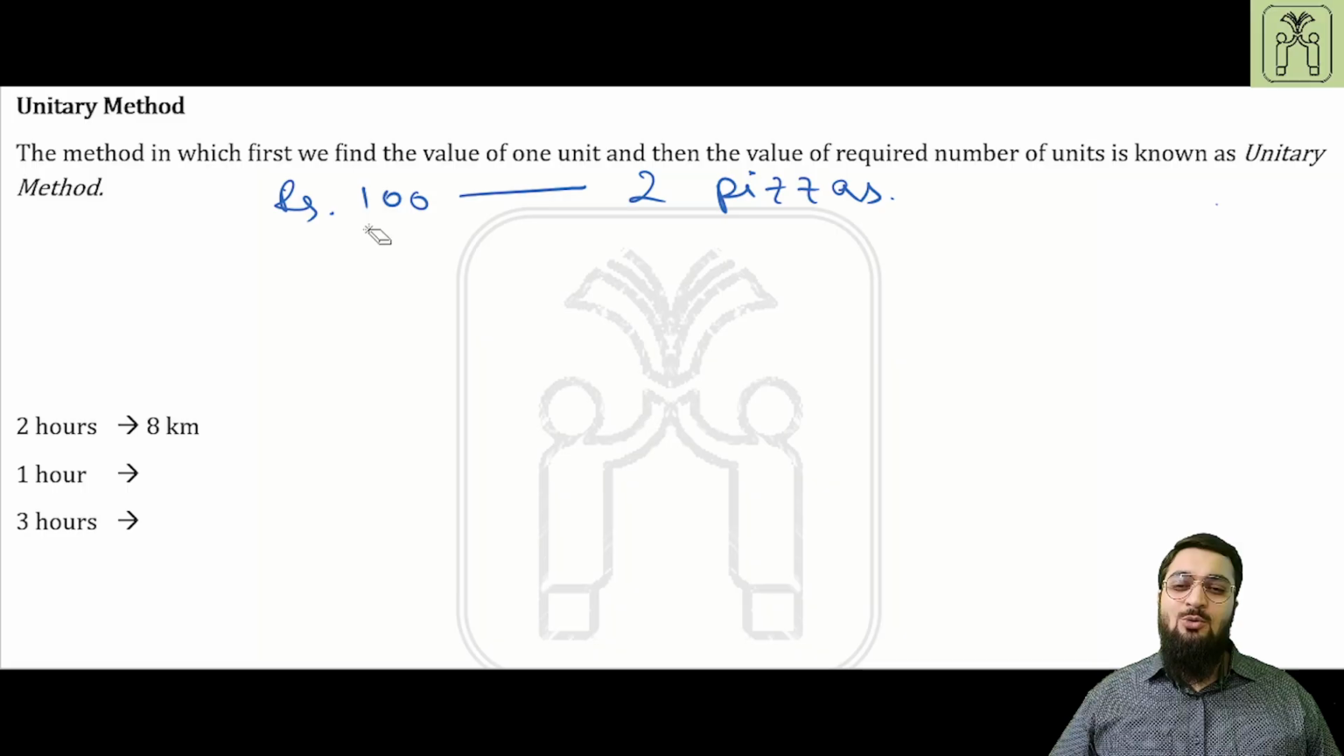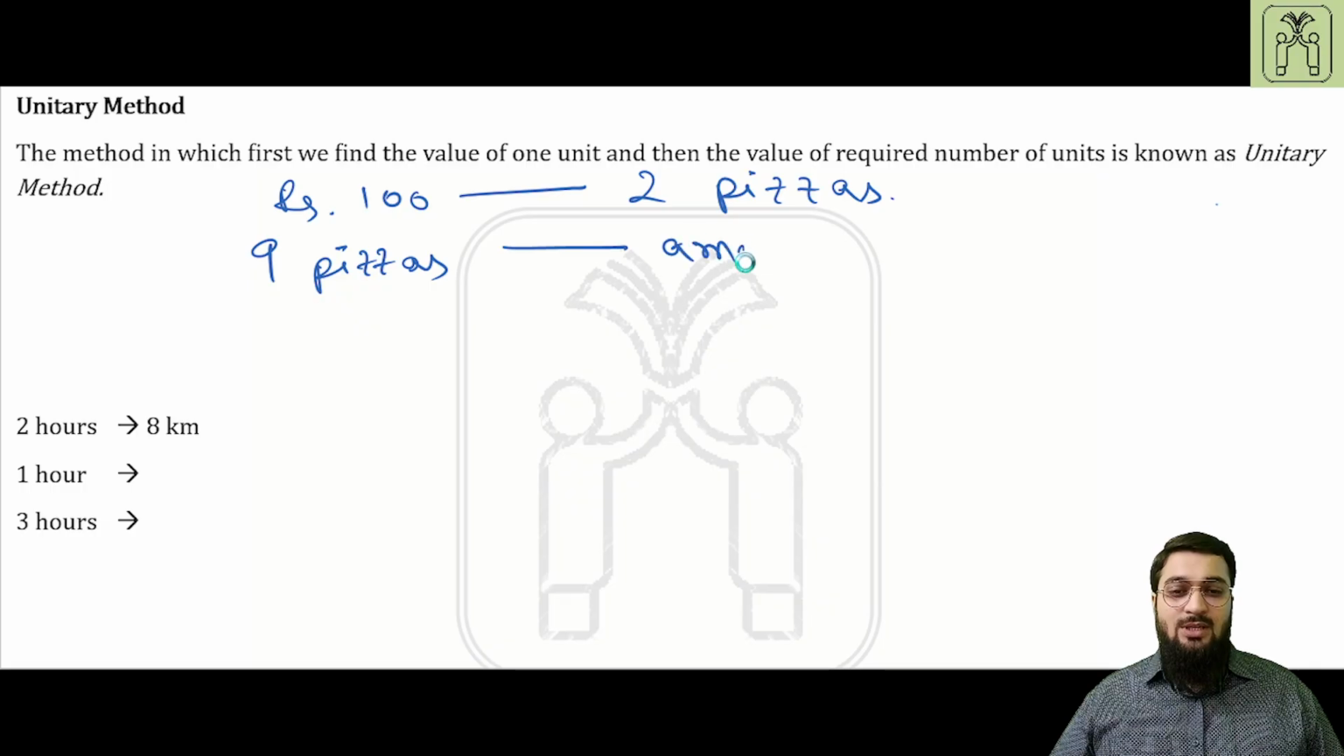Now if I say rupees 100 gives me two pizzas, and the question is how much money will it take if I want to buy 9 pizzas? So I will write here 9 pizzas, and what will be the amount? I have to find that out.